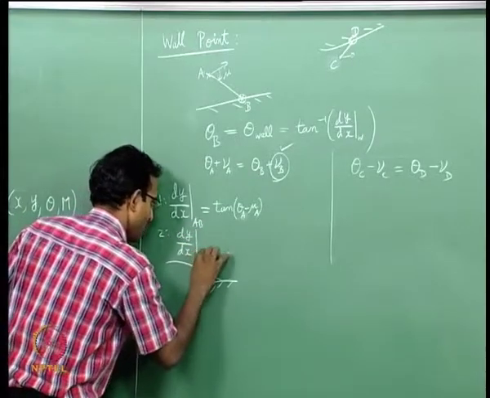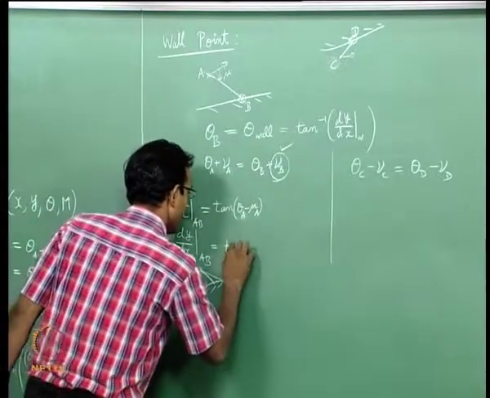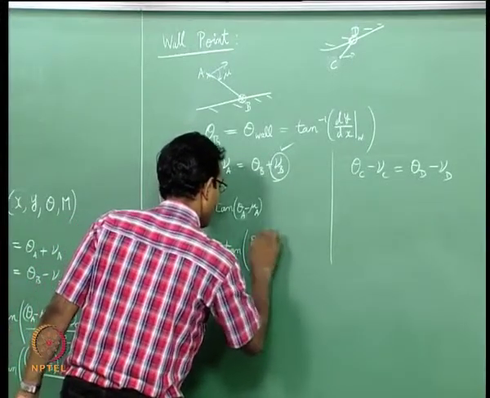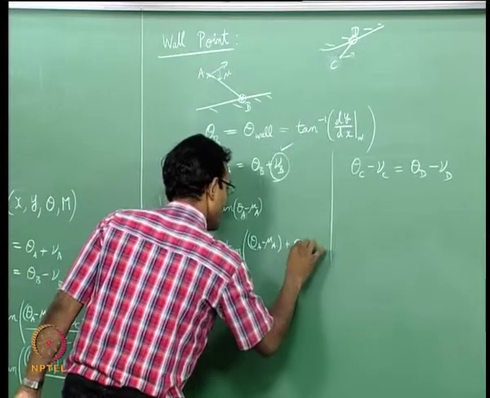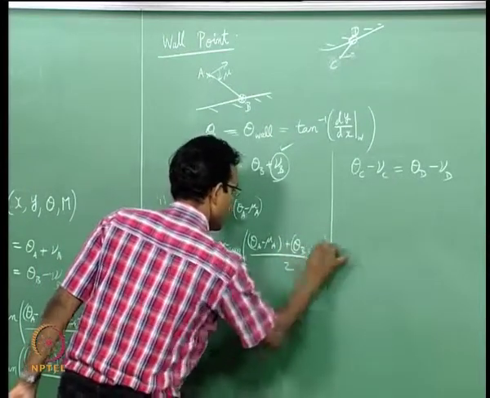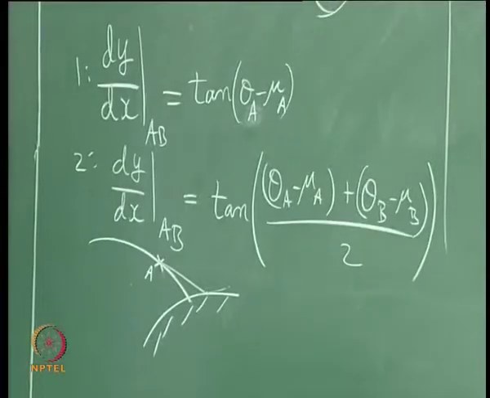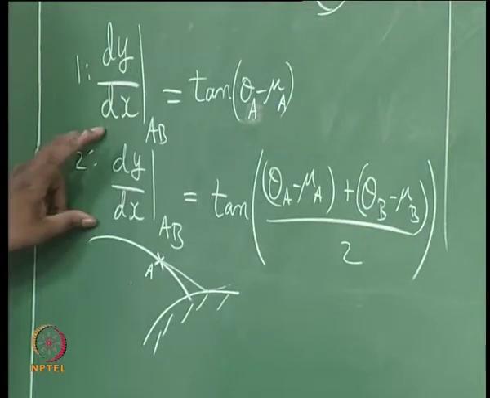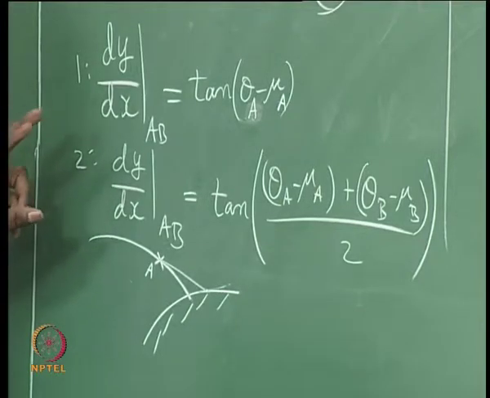dy by dx of AB is equal to tan of theta A minus mu A plus theta B minus mu B divided by 2. I am taking an average now, and I will keep on doing this step 2 till I am getting dy by dx exactly the single value.